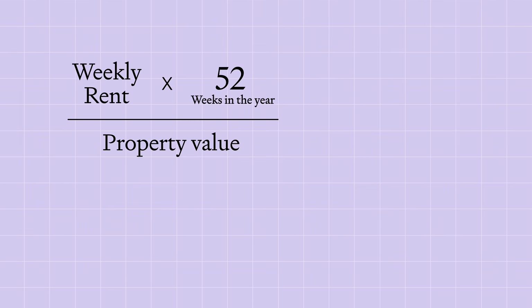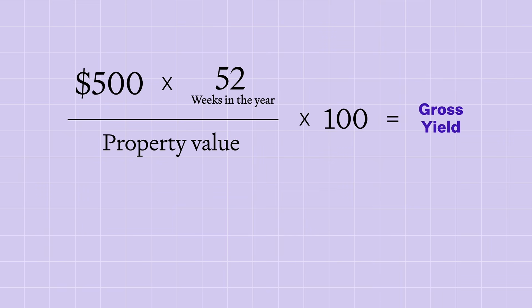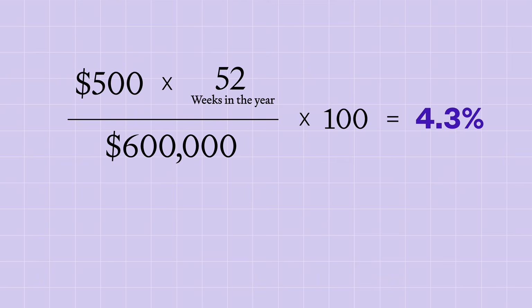Most people start with gross yield, which is where you take the weekly rent, multiply it by 52, which gives you your annual rent, divide that by the property's value and multiply it by 100. That gives you the gross yield. So let's say you have a property that rents for $500 a week. Multiply that by 52, cool, annual rent of $26,000 a year, divide that by the $600,000 purchase price, multiply it by 100, and we've got a 4.3% gross yield.